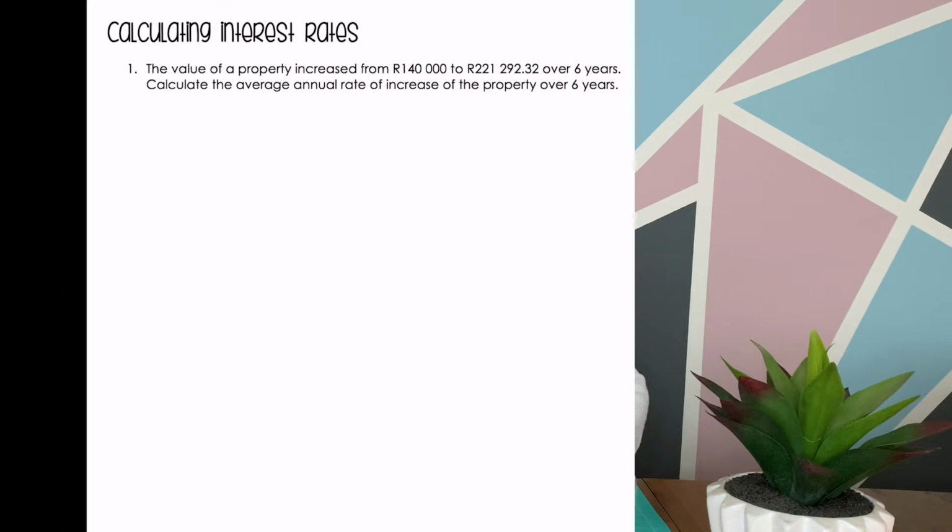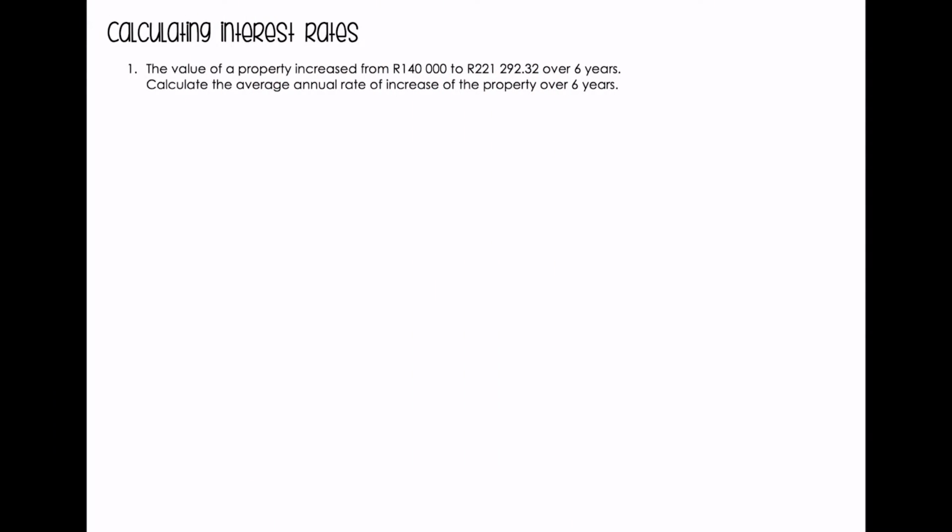For the next question, it says the value of a property increased from 140,000 to 221,292 Rand and 32 cents over 6 years. Calculate the average annual rate of increase of the property over the 6 years. We are going to be working with interest rates, but we need to know how to calculate an interest rate.